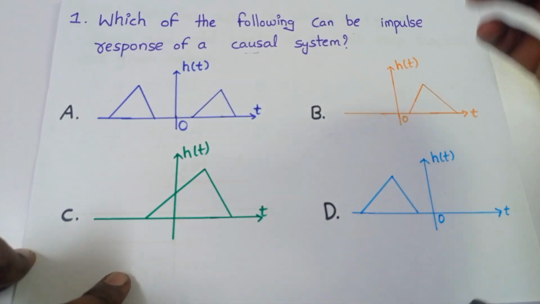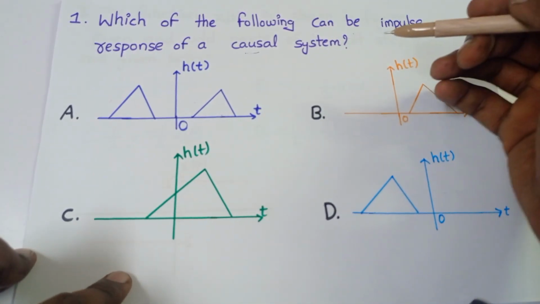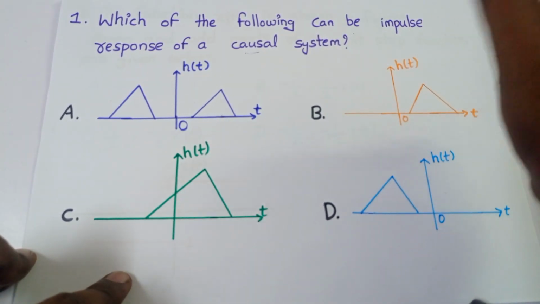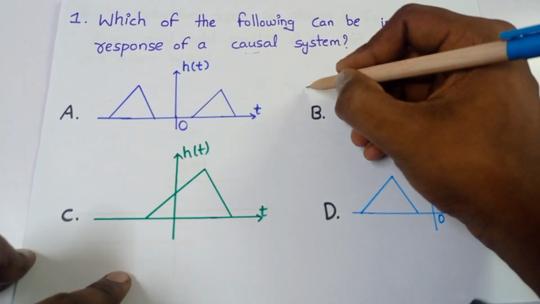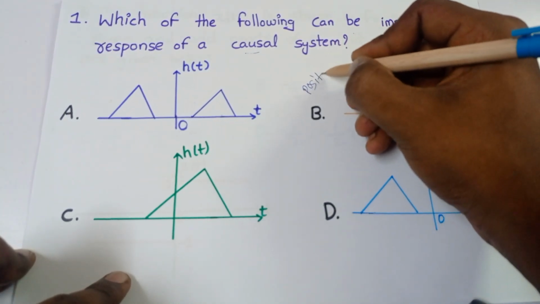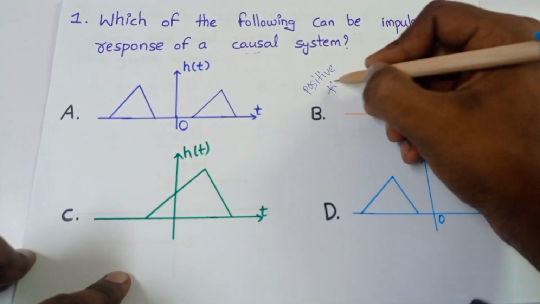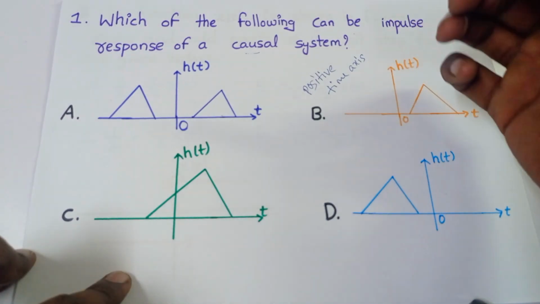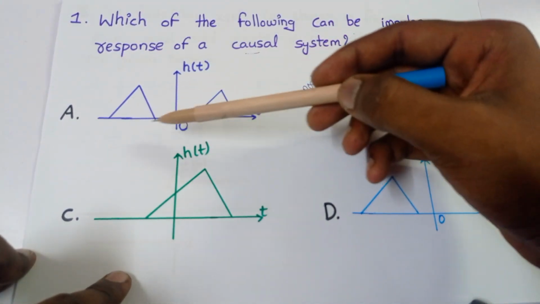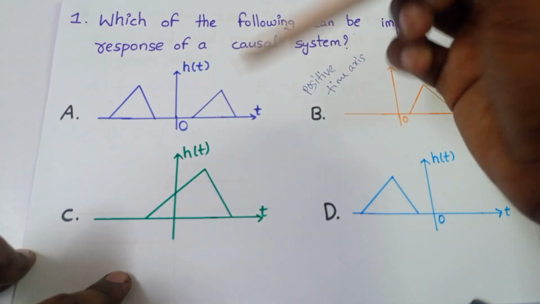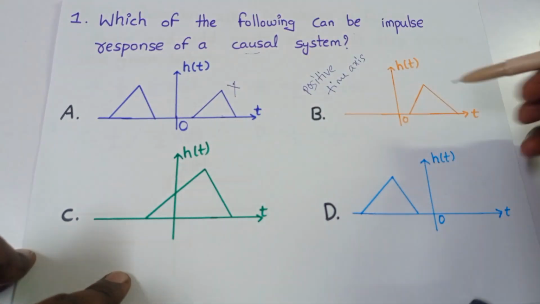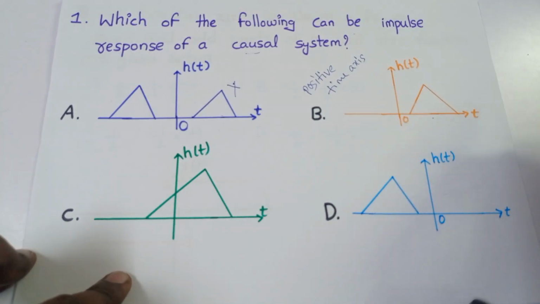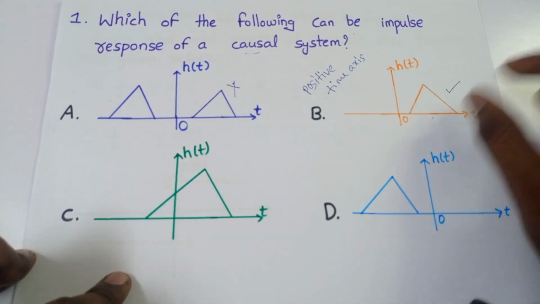And here I am going to tell you one more point regarding causal systems. A causal system only exists in the positive time axis. Remember this point. Observe which signal is only present in the positive time axis. Option A is present in both positive and negative time axis, so it's not a causal system. Option B is present only in the positive time axis, so we can say it is a causal system.